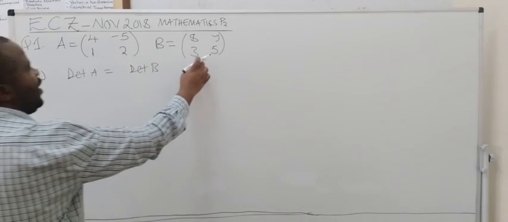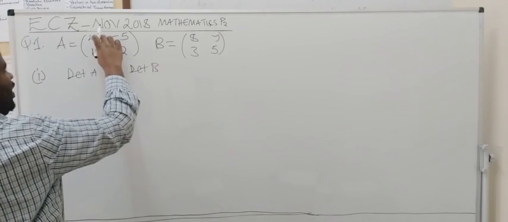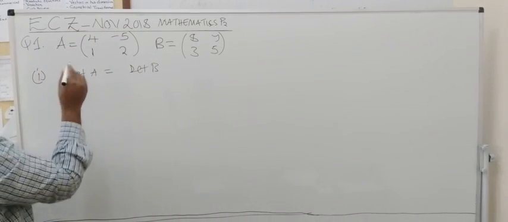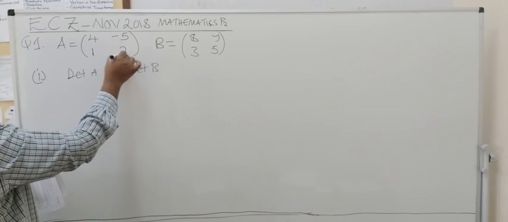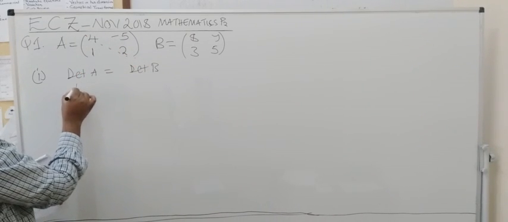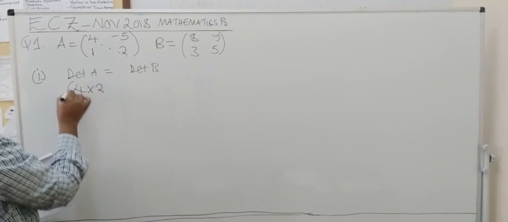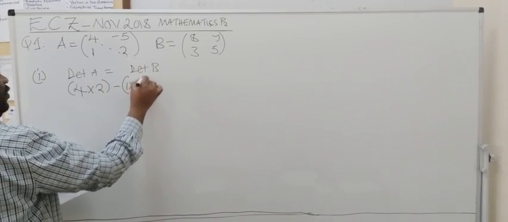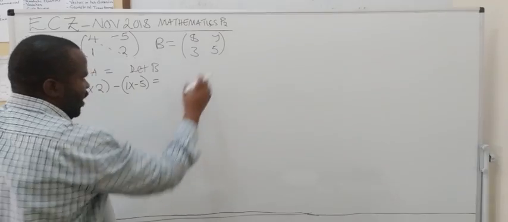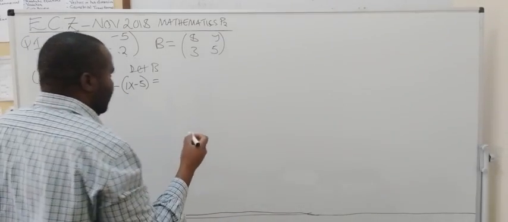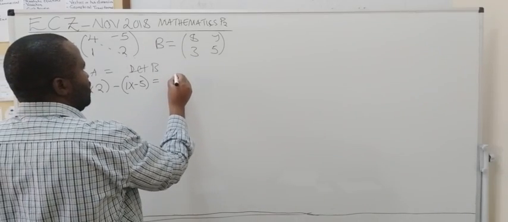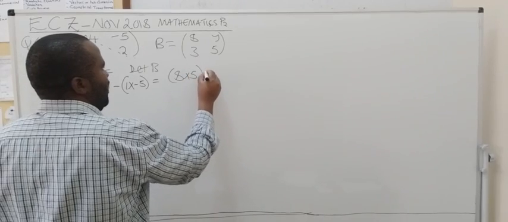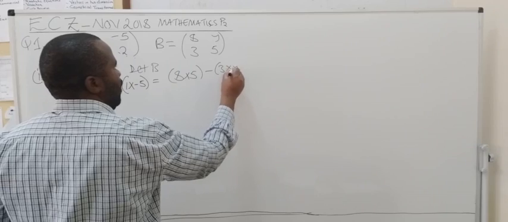So how do we find the y? We must find the determinant for A and equate it to this one. So how do we find the determinant? We multiply the elements in the major diagonal. That is 4 times 2 minus 1 by -5. This should be equal to the determinant for this one. So we write an expression for the determinant. We say 8 by 5 minus 3 by y.